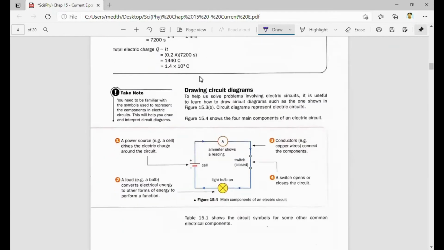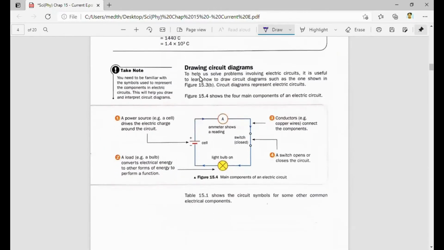Next, drawing circuits. If you're able to draw the circuit, it will definitely help you to understand how things go. There are a few components in every circuit. First is the power source. Generally, it's a cell or battery. There's always a power source. This is the one that pushes the charge out. You need the power source to drive the charge.